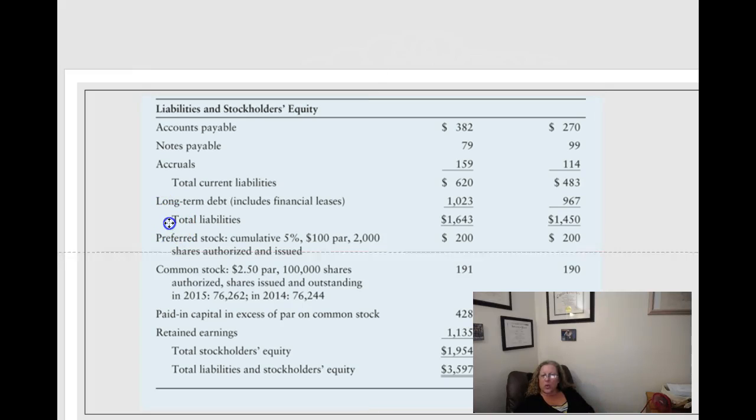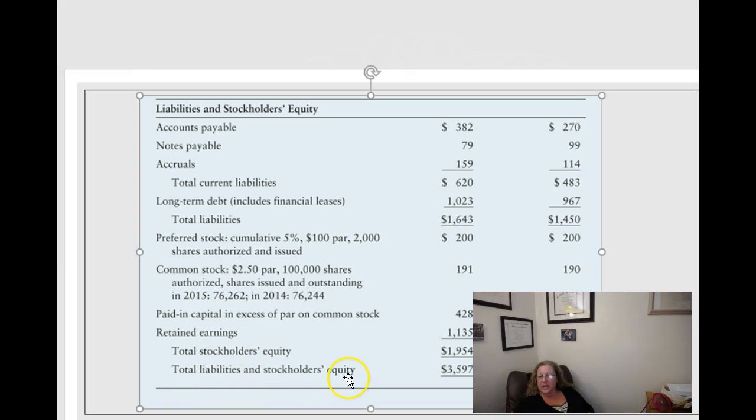Then we would list out any preferred stock that we have, any common stock that's been sold, any paid-in capital in excess of par on common stock. And then we also have retained earnings, which recall is just money that the business has earned, but they haven't paid it out in dividends. It's just the profit that they've earned from year to year, and they have retained that in the business. And then we total our stockholders' equity, and finally, we total our liabilities and stockholders' equity together.